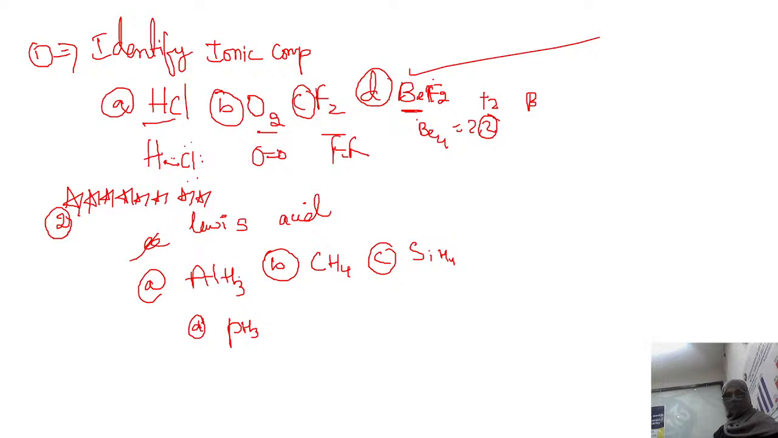Which is Lewis acid? LH3, CH4, SiH4, PH3. I need to answer this, right? Just go ulta. PH3. Phosphorus. Phosphorus is group 15. Group 15 are Lewis bases, I say.